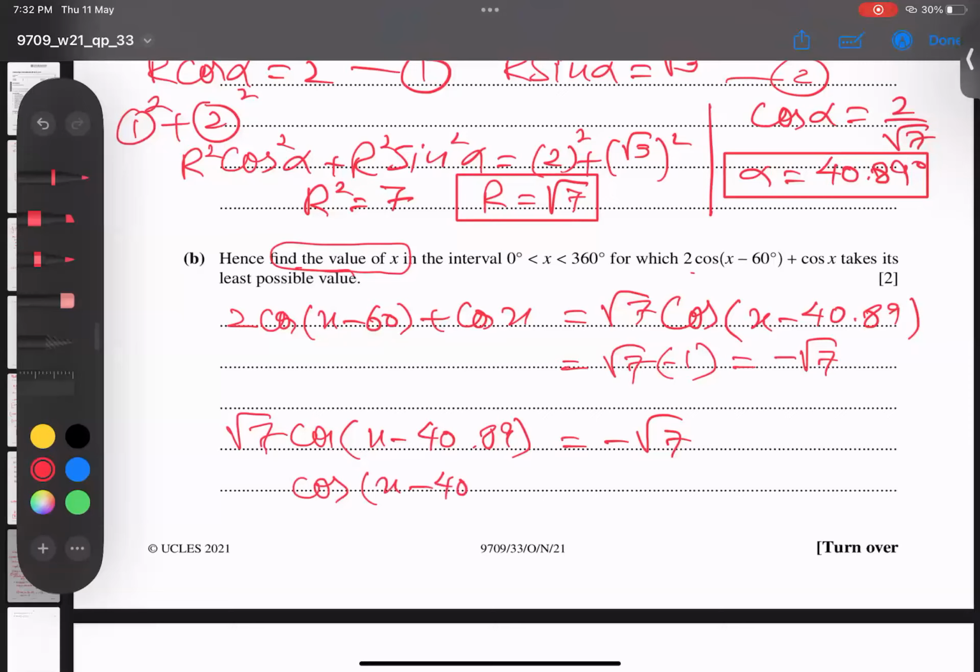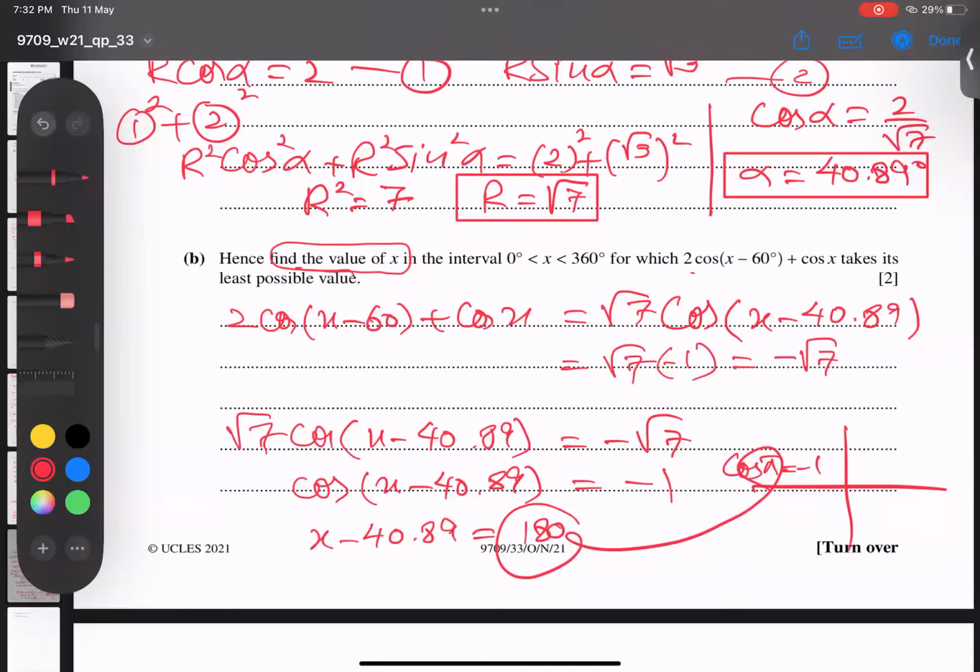I get here simply x minus 40.89 equals -1. And for your knowledge, -1 is here. I mean, cos 180 gives us -1. So x minus 40.89 equals 180. And why do I plug in 180? Because you know that at this you get -1, and now this number, when it goes there and adds, 180 plus 40 gives 220. So alhamdulillah rabbil alameen, 220.9 is our x value.